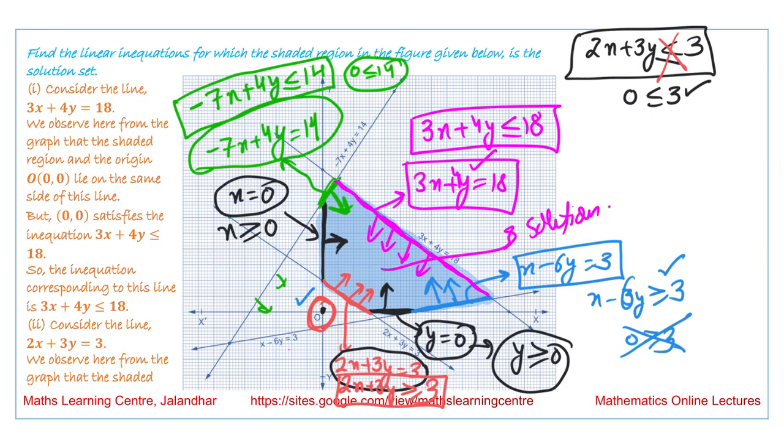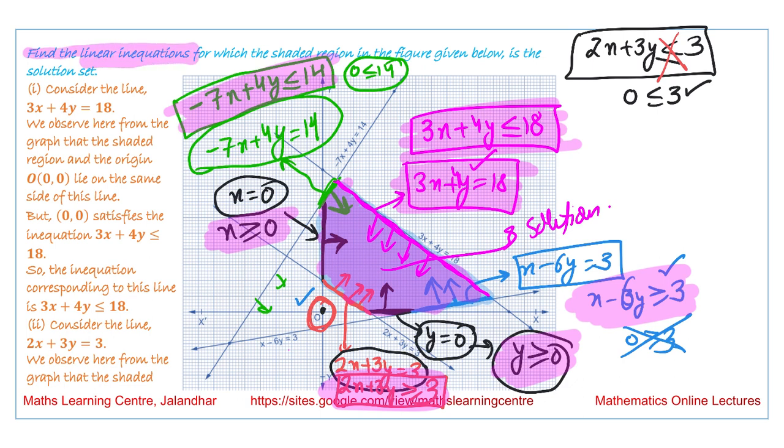So the inequations we should have are 2x plus 3y is greater than equal to 3, y is greater than equal to 0, x minus 6y is greater than equal to 3, 3x plus 4y is less than equal to 18. Then we have minus 7x plus 4y is less than equal to 14, and x is greater than equal to 0. For these inequations, the solution set will be this region. This is what we have to find: the linear inequations for which this shaded portion is the solution set.